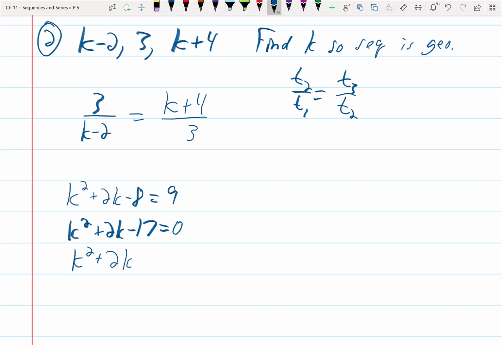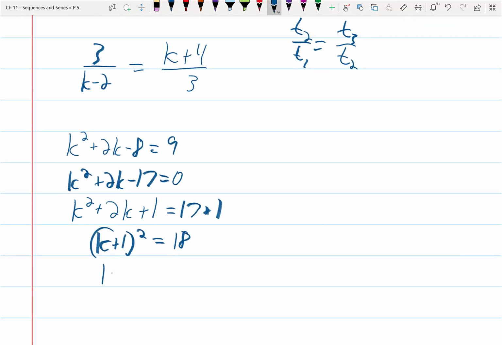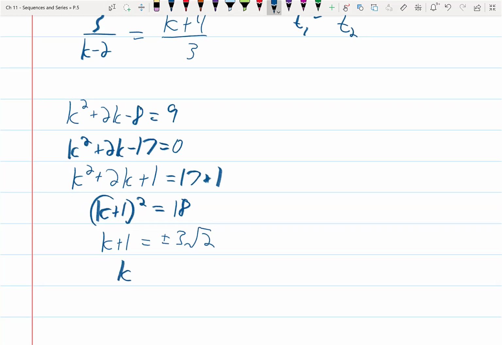k squared plus 2k plus 1, because that's half the middle term squared. We're going to move the 17 over to the right side and also add a 1. The left side factors into k plus 1 squared equals 18. Or k plus 1 is equal to plus or minus 3 square root of 2. And we get k is equal to negative 1 plus or minus 3 root 2. It should make sense to you that there would be 2 possible k values that would work, because there are 2 possible geometric sequences.